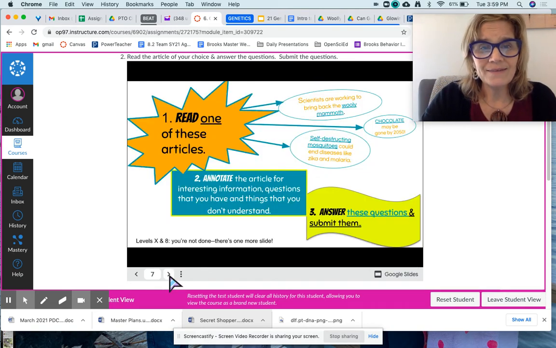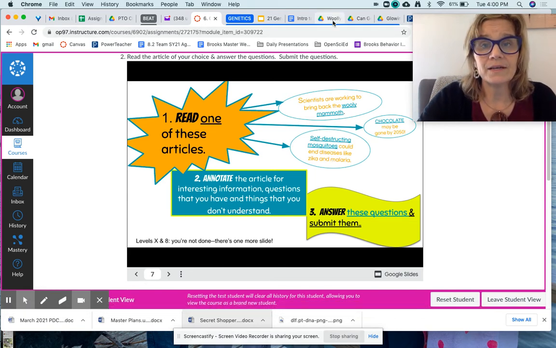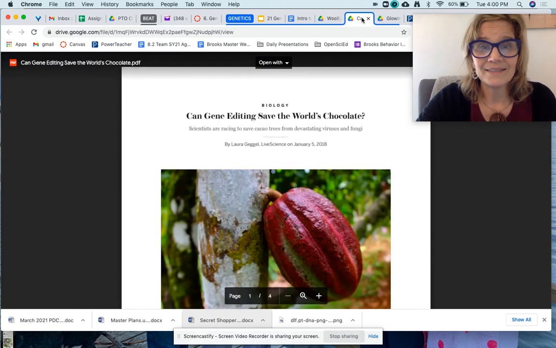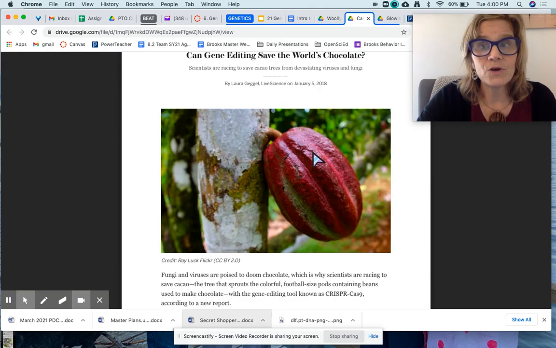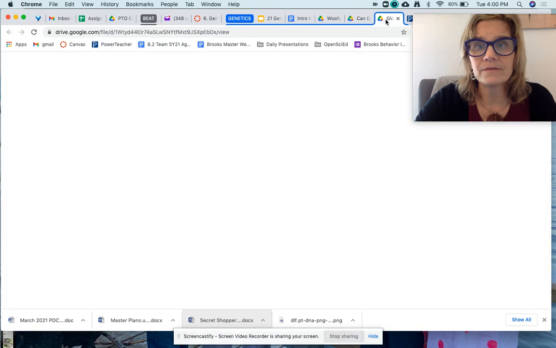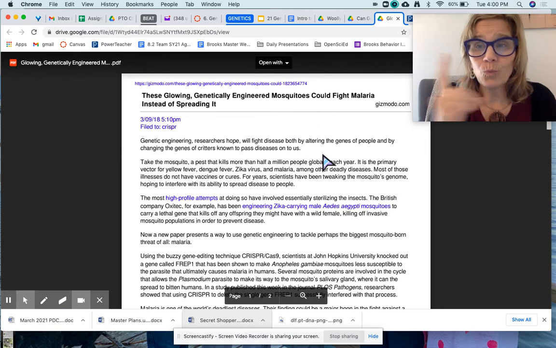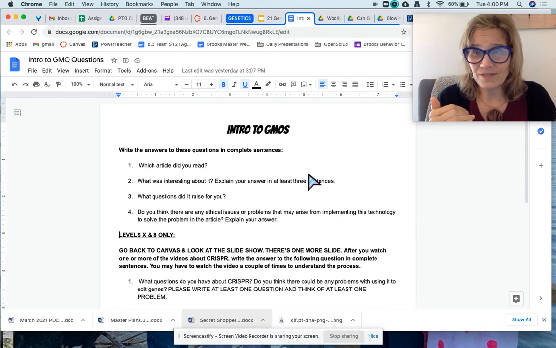When you're done with the Nearpod, the next thing you're going to do is read one of these articles. There's one here on the woolly mammoth. There's one about chocolate and one about self-destructing mosquitoes. Woolly mammoth clones are closer than ever. Chocolate is susceptible to a virus now, so they're hoping that genetic engineering can give some resistance to that virus. And then glowing genetically engineered mosquitoes that can fight malaria. You read one of these articles and then you answer these questions.